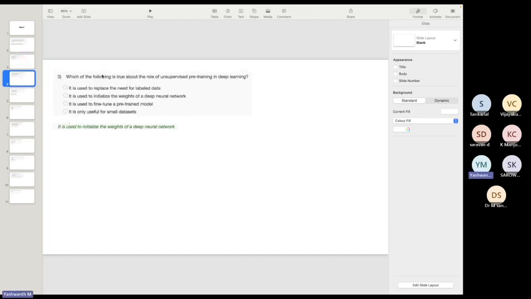Again, which of the following is true about the role of unsupervised pre-training in deep learning? Basically, unsupervised pre-training in deep learning means you initialize not randomly, but with some model that is pre-trained on other data, and you customize this model for your own task.